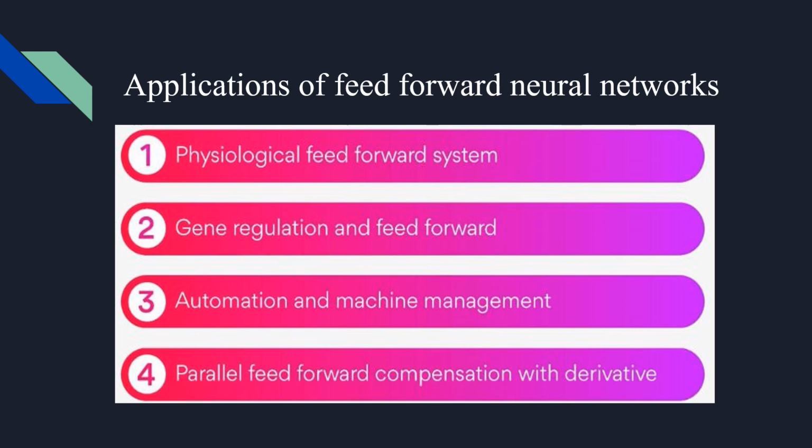Detecting non-temporary changes to the atmosphere as a function of this motif is a feed forward system. Then you can find the majority of the pattern in the isolation networks. Then next, automation and machine management. Automation control using feed forward is one of the disciplines in automation.